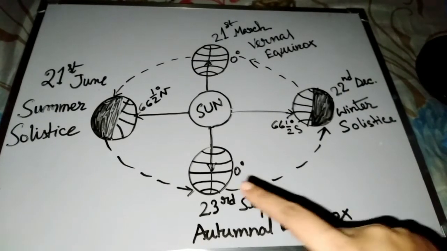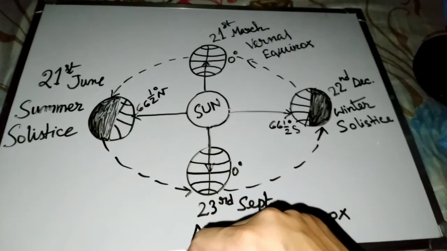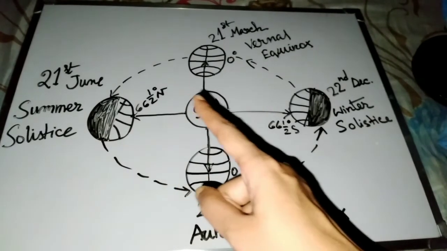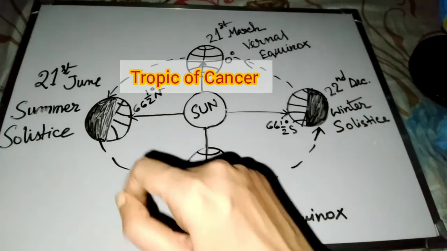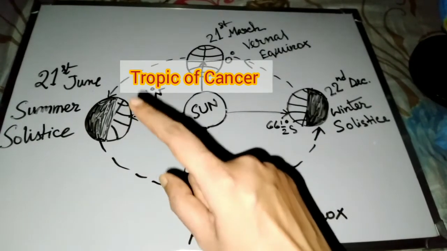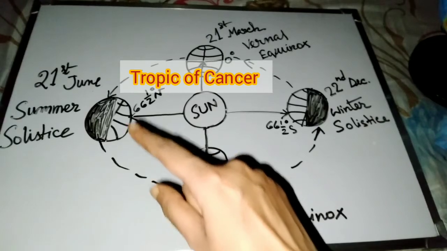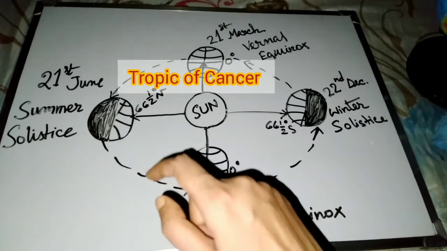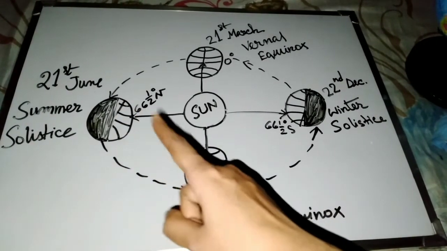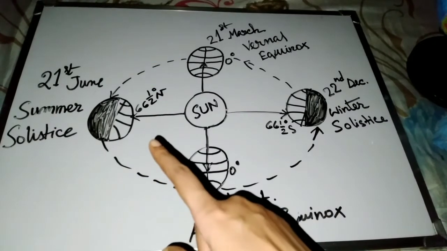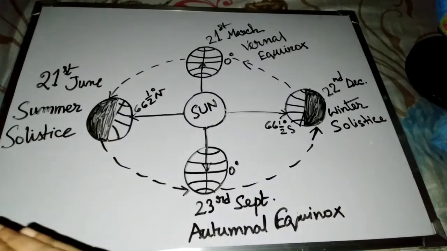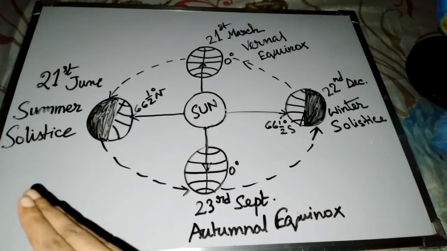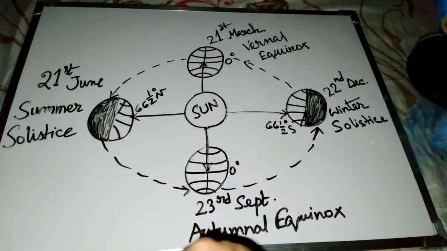Now again I am going to tell you the whole thing in a short way through this diagram. The first is 21st June, summer solstice. You can see the sunlight is coming over here in the northern hemisphere and over the Tropic of Cancer, while the sunlight falls directly over there. So the northern hemisphere gets the summer solstice, while on the other hand the southern hemisphere is away from the sun and it is winter over there.